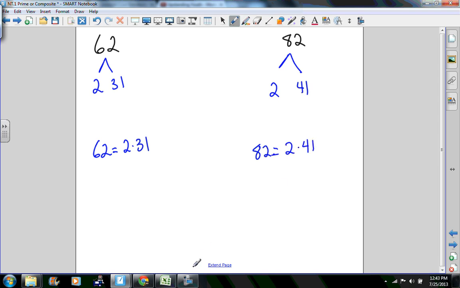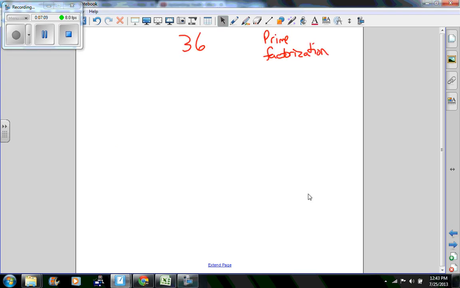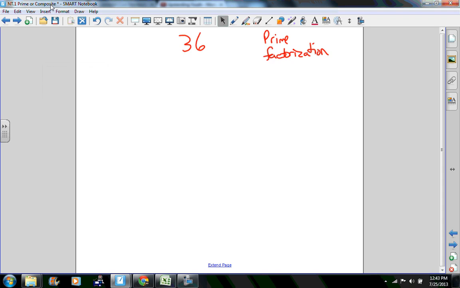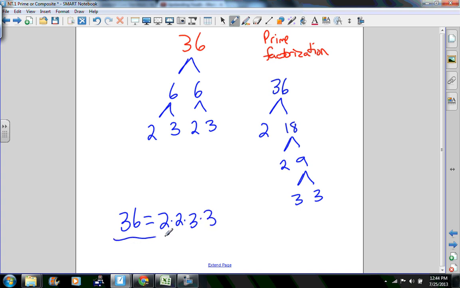How are we doing on time here? 7 minutes? I think we got time for one more. Try this one on your own. Okay, this one will be a little bit trickier. And I just realized we've already done this one as well, but it's still good practice. That's how I did it before. You could also do it like this. And so the answer either way is 2 times 2 times 3 times 3, or something similar.